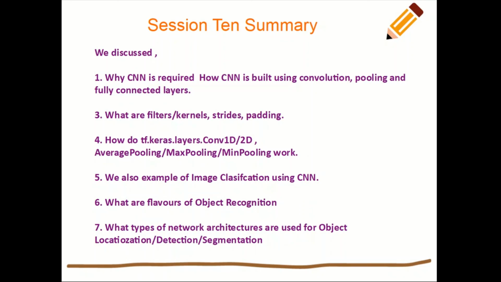And we also talked about the flavors of object recognition. Recognition includes classification, then localization, detection, and segmentation. So that is all, at a higher level, called object recognition. And then what types of neural networks are available for those tasks like object localization, detection, and segmentation. So the concept of R-CNN, YOLO, SSD, all that, right? So that is all that we have for today's session.